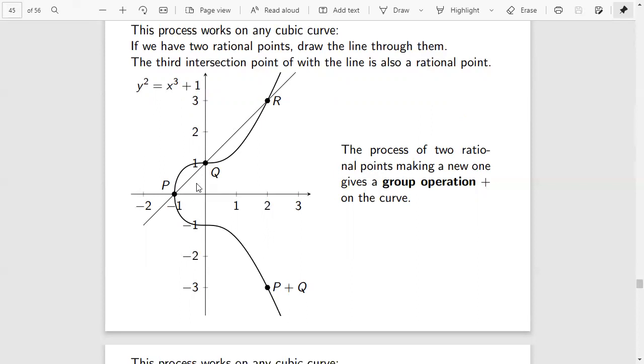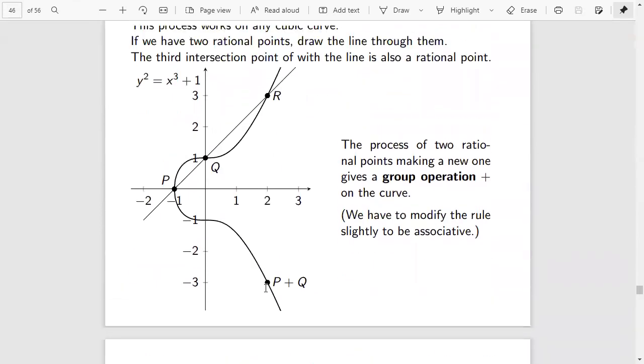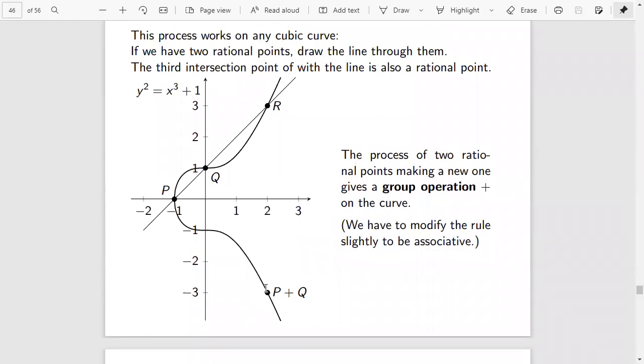It turns out that what you do is you take p plus q, you get r, and then you reflect it to get p plus q. And this is associative. That's not a particularly easy thing to prove still. Well, you could do it by really brute force algebra in principle. There are better geometric techniques, but they're much more sophisticated geometry than just drawing lines and intersecting things. So we just believe it, but this turns out to be an associative operation.